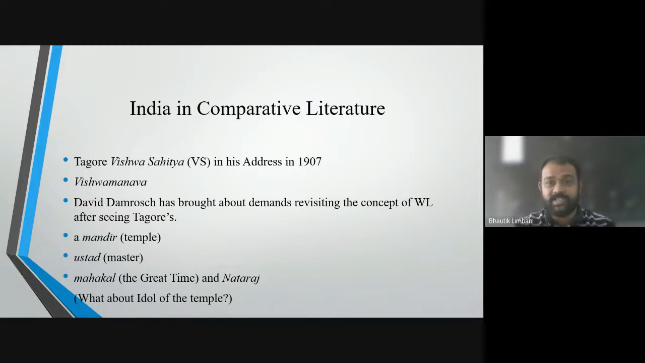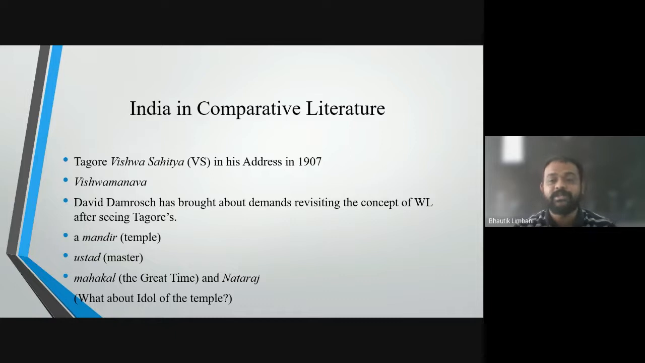When he proposed this idea of Vishwamanav and explained it, David Damrosch demanded, look at the influence of Tagore. He actually demanded to revisit and redefine the concept of world literature. He said, here is a man who talks sense and who gives a more democratic notion of what is Vishwa Sahitya, world literature. So they had to revise, revisit, and redefine the term.